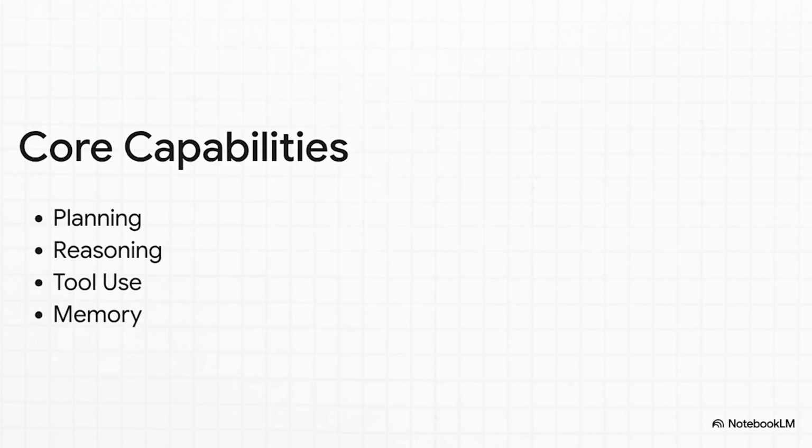And this is all built on 4 key pillars. An agent has to be able to plan out a series of actions, reason about its choices, use different tools, like APIs or databases, and crucially, it has to have a memory of what it's already done. If you're missing any of these, you don't really have an agent. You just have a very sophisticated chatbot.